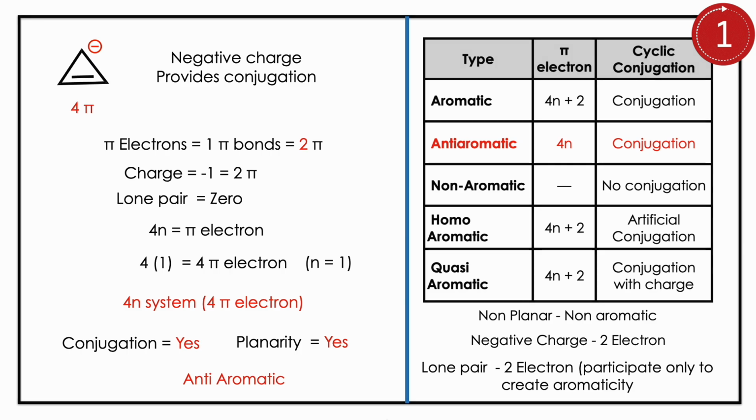So pi bond means it's a 1 pi bonded system. So 2 pi electrons. Charge is minus 1. So 2 pi electrons also there. Lone pair is not there. So it is 0. So it's a 4n pi system where n equals 1 with 4 pi electrons. Conjugation is definitely there. Planarity is promoted by forcible ring strain. So the given compound is anti-aromatic.